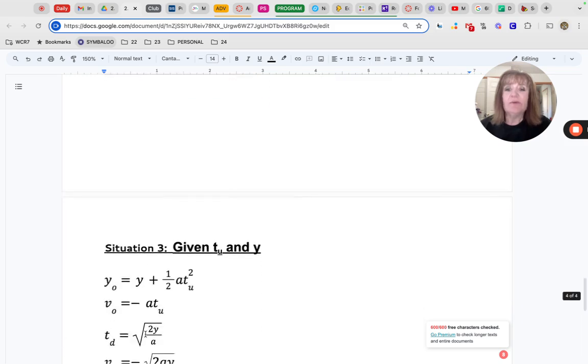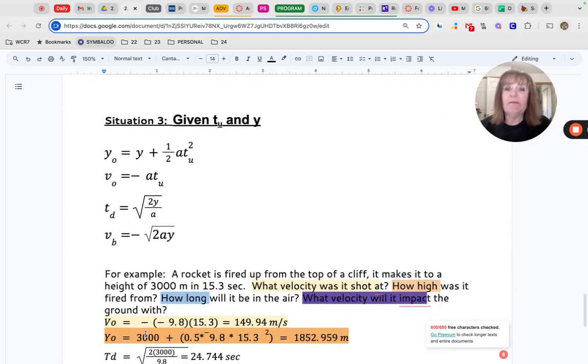Our third situation, you're given time up and the ultimate height. So your up equations can be found by taking y naught equal to y plus 1/2 a time up squared, and v naught of negative a time up, because you have your time up value. Your time down then is from the ultimate height that you're given.